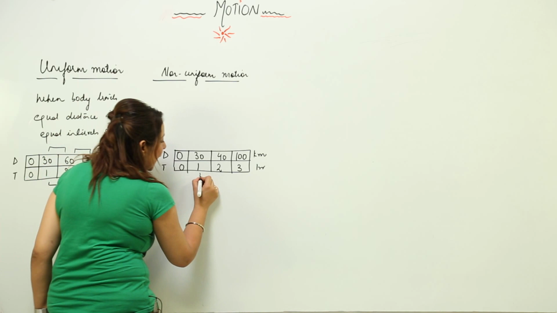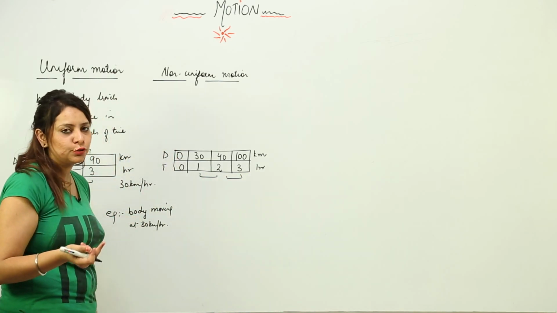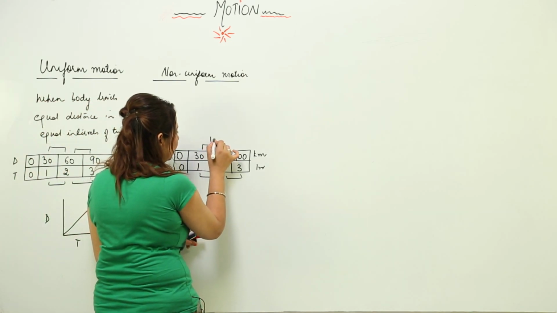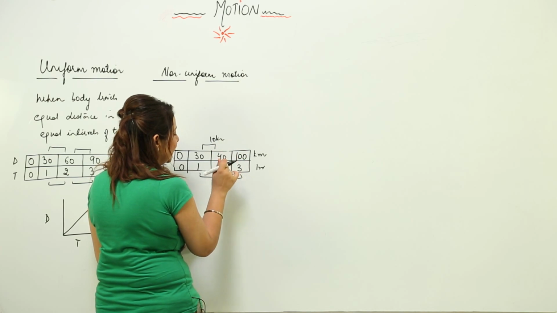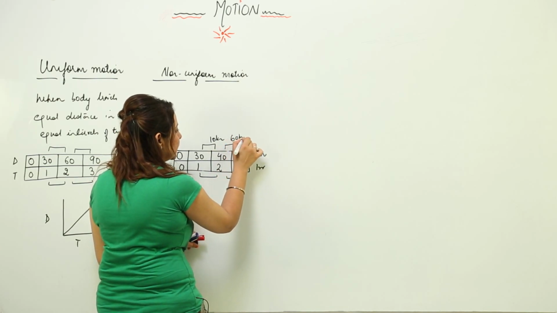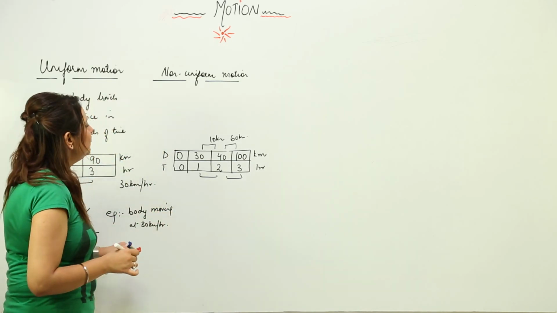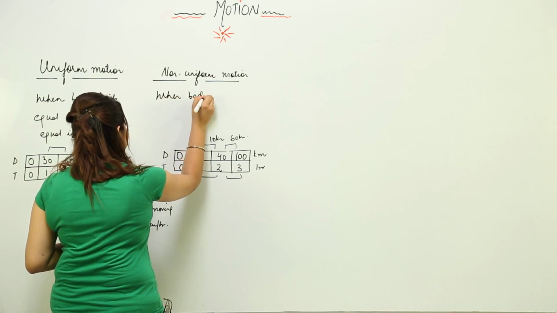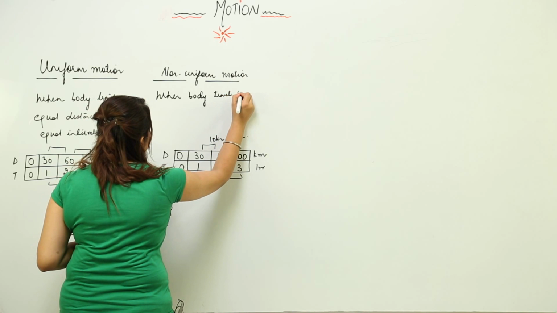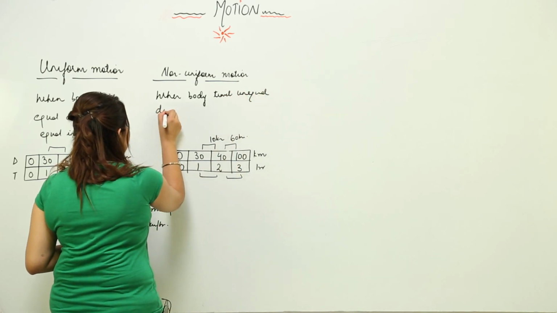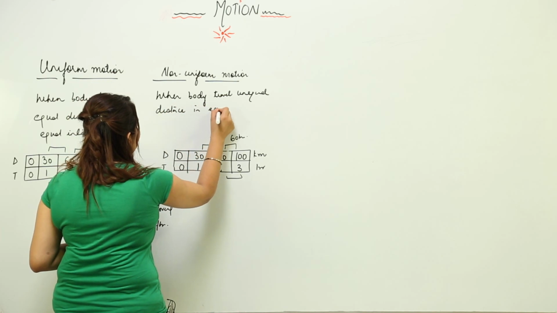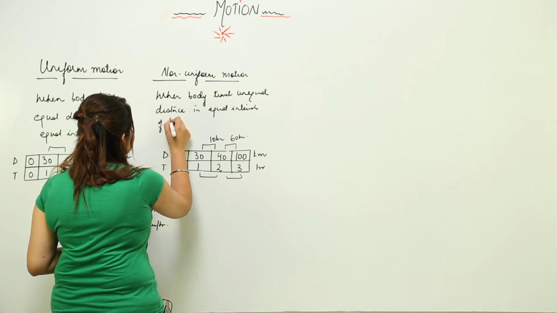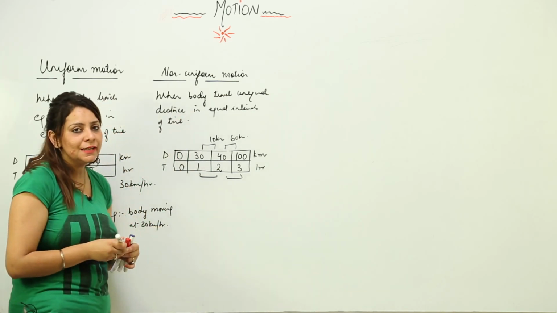So the time interval is again the same, because it is in our hand to keep a watch. But the distance between 1 and 2 hours covers only 10 kilometers, and between the second and the third hour, it covers 60 kilometers. That means it just speeds up. So this is called non-uniform motion. That means when a body travels unequal distance in equal intervals of time. Time remains equal, but the coverage of distance is unequal.